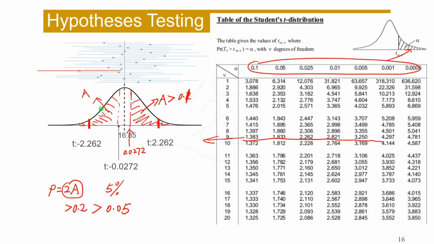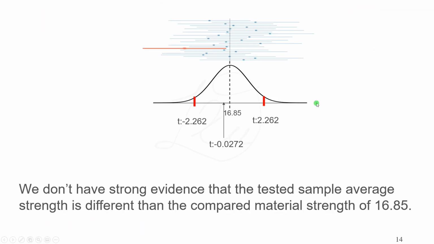This means the area here plus here equals, so P equals 0.979. This is larger than 5% of significance level. We fail to reject the null hypothesis. Similarly, to draw the conclusion, because P equals 0.979, which is larger than the significance level of 0.05, we fail to reject the null hypothesis and conclude that we don't have strong evidence that the tested sample average strength is different than the compared material strength of 16.85.